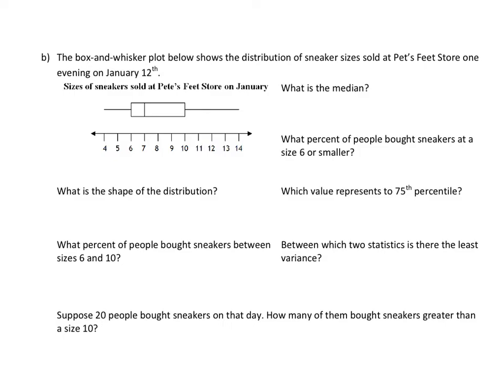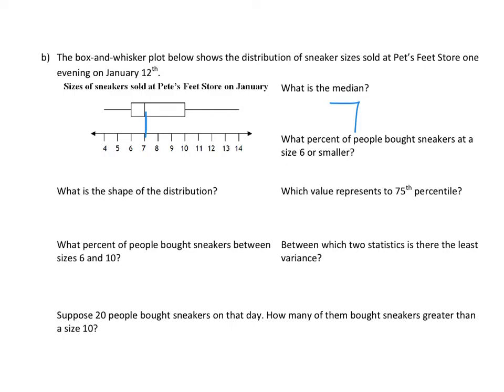The box and whisker plot below shows the distribution of sneaker sizes sold at Pete's Feet Store one evening on January 12th. So let's take a look here. We'll start with this question on the top right. What is the median? Well, the median is represented by 7.